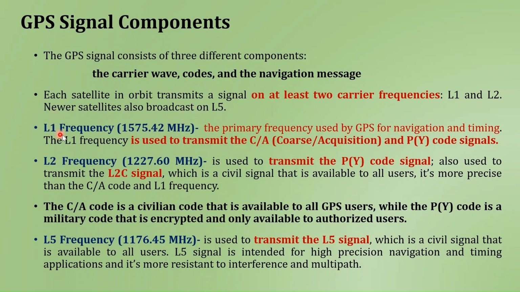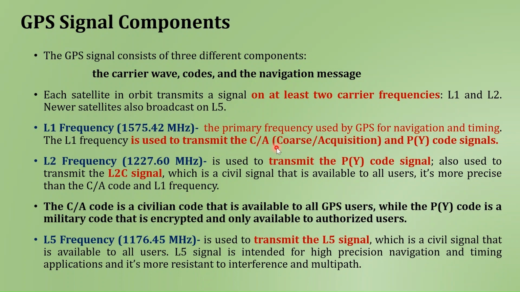The L1 frequency is the primary frequency used by the GPS for navigation and timing and is utilized to transmit the CA code and the PY code signals. Then the L2 frequency is used to transmit the PY code signal and is also used to transmit the L2C signal, which is the civil signal and is available to all users. This L2C signal is more precise than the CA code in the L1 frequency.